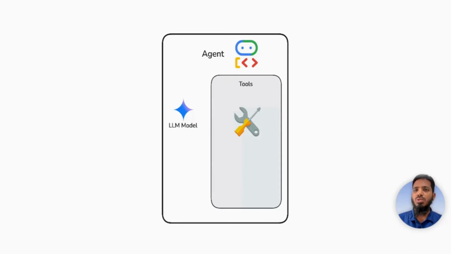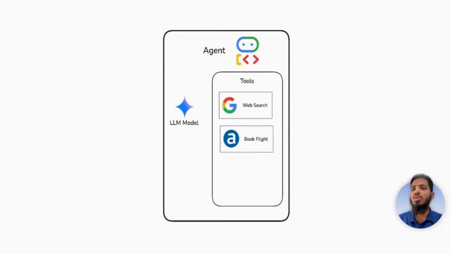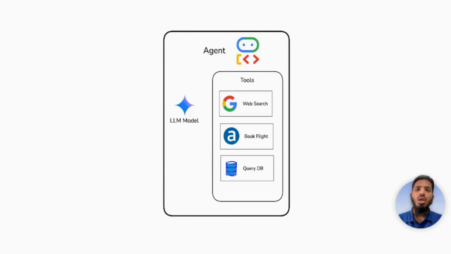This brings us to tools. An LLM cannot book a flight by itself. It needs tools to perform certain tasks. Tools can be as simple as Google search. An LLM cannot search the internet by itself. It needs some tools to search on its behalf. Similarly, a tool can be like actually booking a flight by calling some API to Amadeus or any other platform. A tool can be a query to a database to collect some information. So tools provide capabilities to agents.